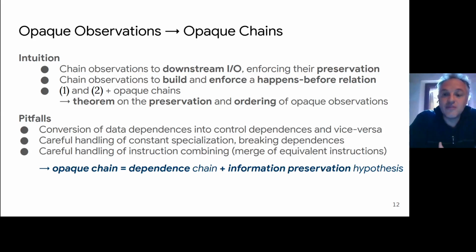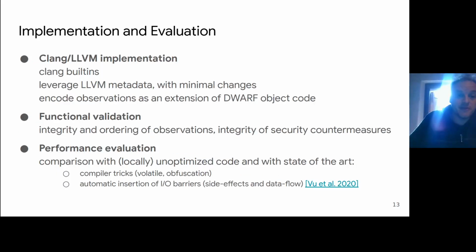So there is some information preservation hypothesis here that needs to be added to the notion of dependence chain to form these opaque chains. Again, I cannot go into the formal detail of this, but this was one of the big contributions of the paper. And thanks to this theorem, we can actually implement a preservation mechanism for opaque observations in Clang and LLVM and prove that this implementation is robust, not only for a particular version of LLVM, but for future ones as well.